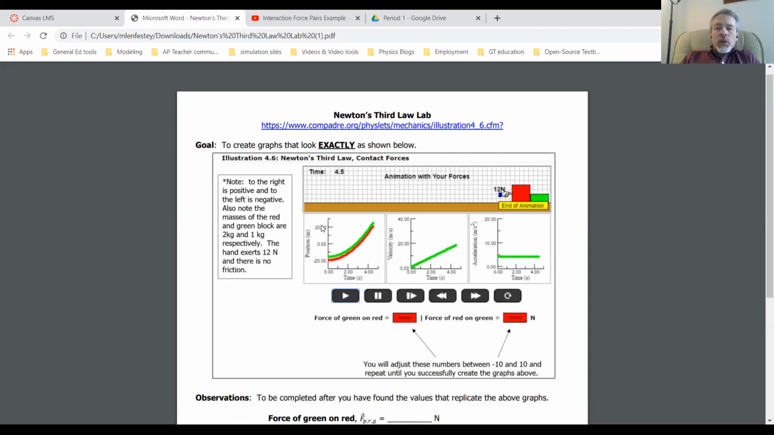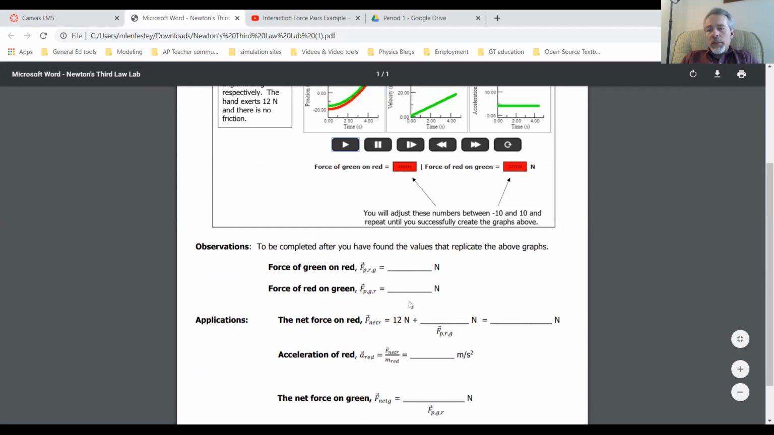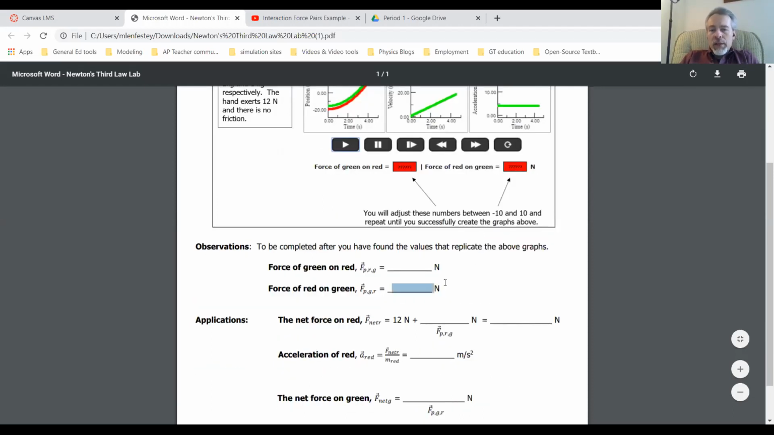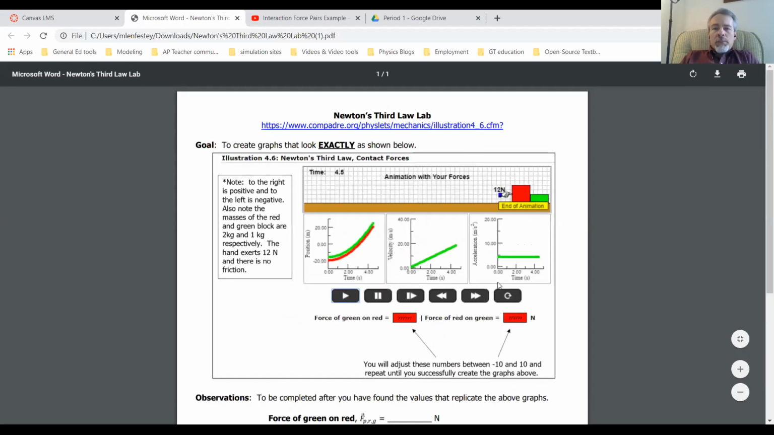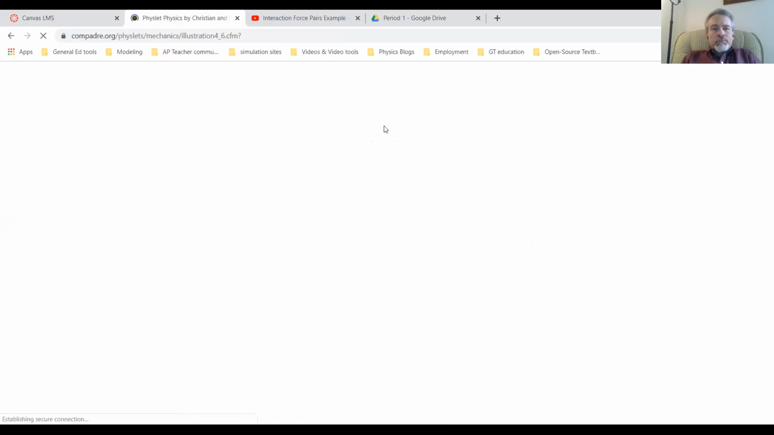Okay, then what you're going to do in the lab is just simply fill out these blanks. So for the observations, you're going to write down in your blank, maybe on a separate sheet of paper so you don't lose it, what force you put in this first red blank here, okay? And then for this other second red blank, whatever force you put in, that's what you're going to put on this blank. So let me go ahead and open up the website so you can see what I'm talking about.